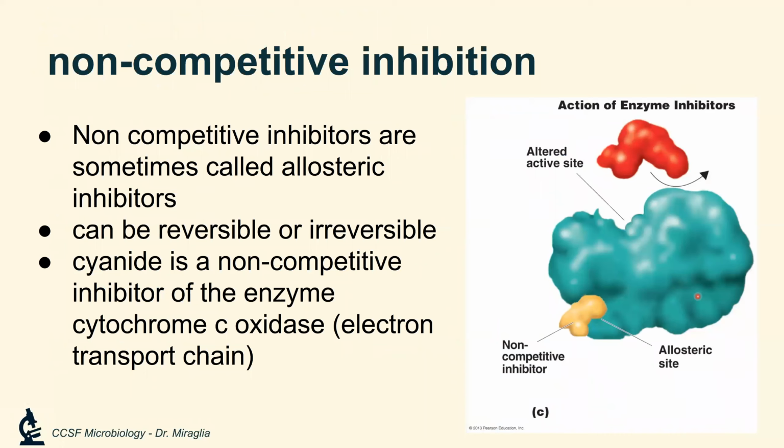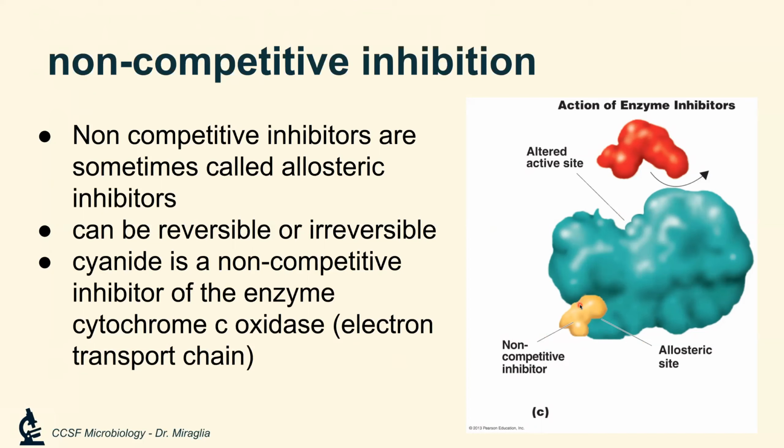Okay, I said non-competitive inhibition was more complex, so let's talk about that. On the face of it, it's not so bad. So here's our enzyme here, and with a non-competitive inhibitor, the inhibitor is binding to a site other than the active site. You can see this is where the substrate would normally bind, but we have a non-competitive inhibitor bound, and it binds to something called an allosteric site. In fact, a lot of people call non-competitive inhibitors allosteric inhibitors, so you might hear me use that term interchangeably.